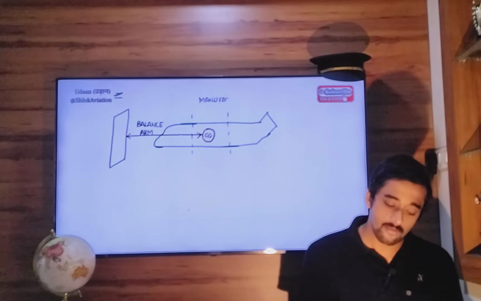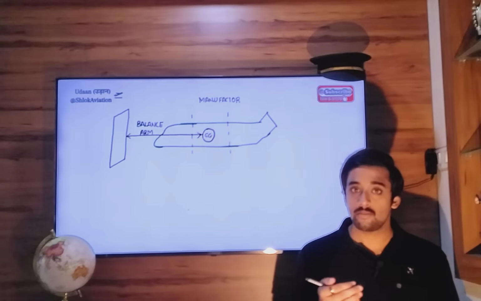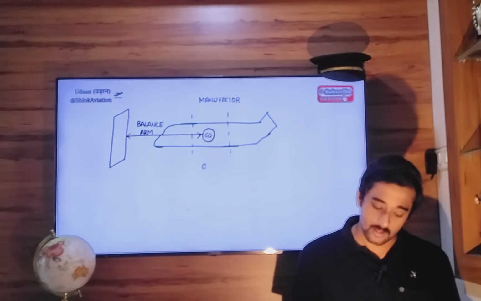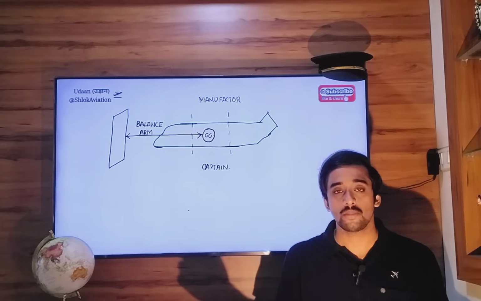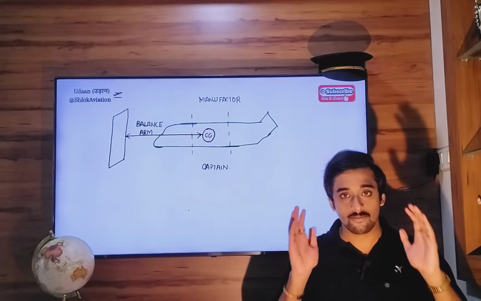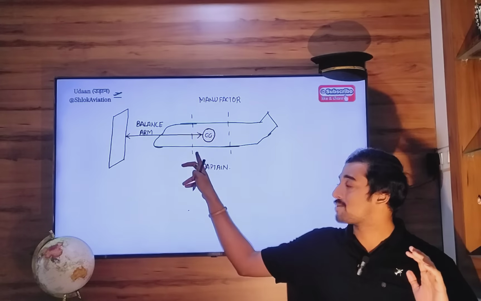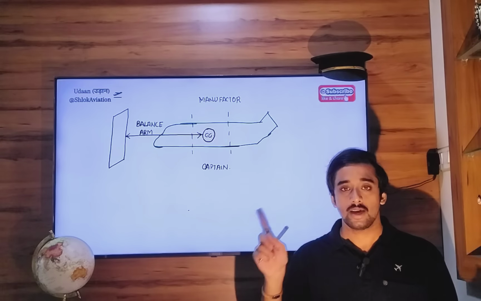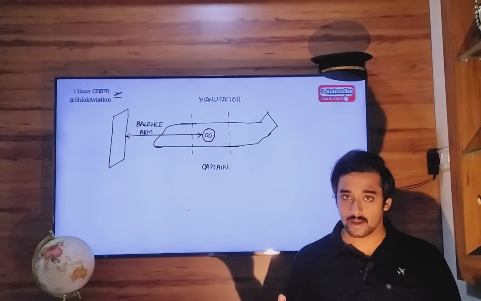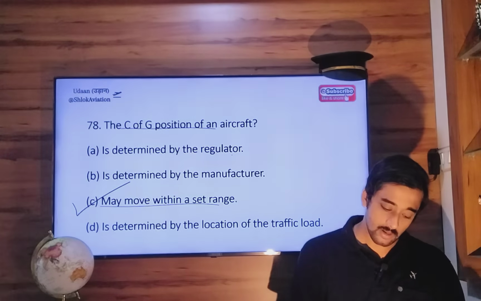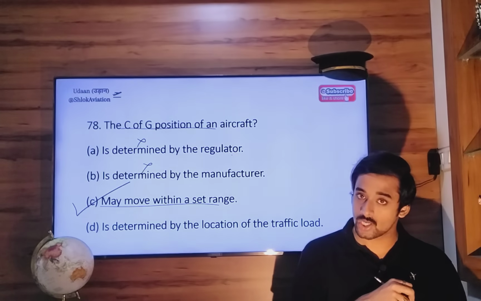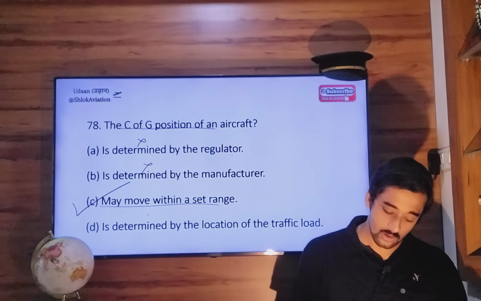And the center of gravity is calculated before every flight by the captain, by the pilots. Okay, before every flight you must do this center of gravity calculation and check that the center of gravity falls within this acceptable range throughout the flight, at the time of departure, cruise, landing. Okay, so the correct answer is CG may move within a set range, determined by the regulator, no, determined by the manufacturer, yes, determined by the traffic load, no.